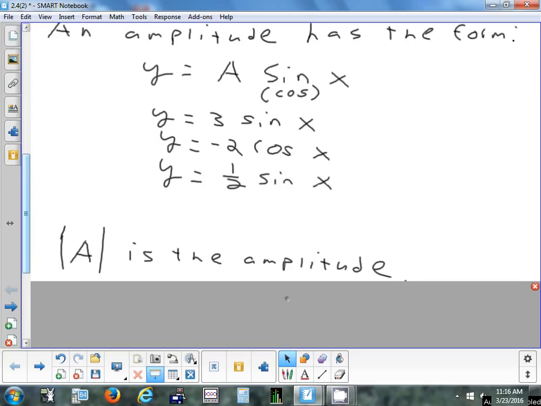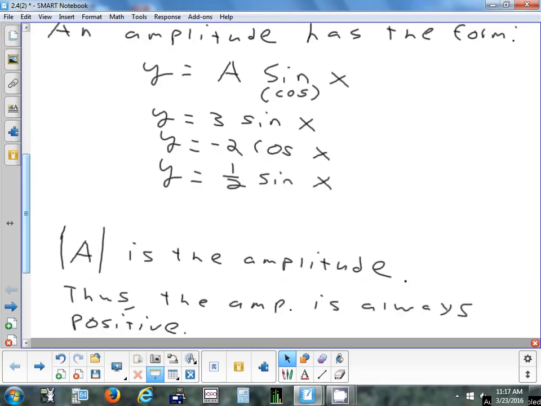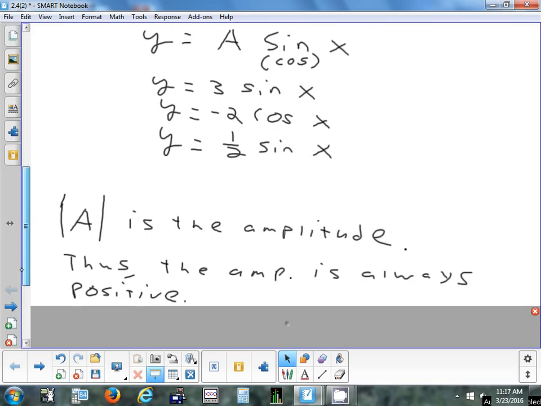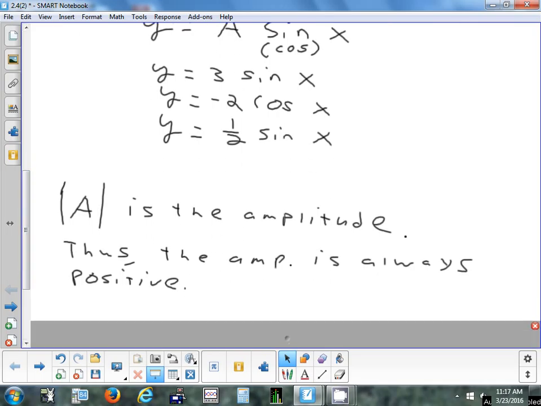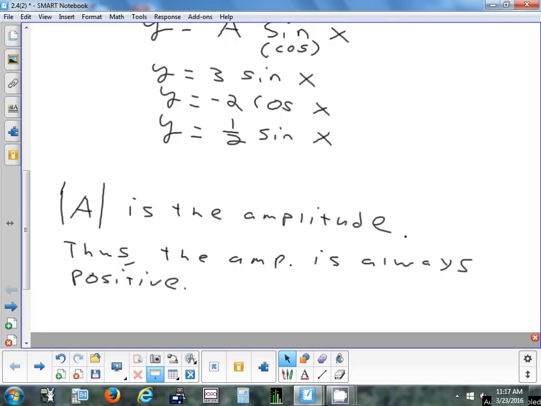If all you want to know is what is the new amplitude of my graph, just take the absolute value of the number in front. Why the absolute value? Because when you talk about amplitude, it's a height, it's a distance. Distance always has to be positive. So we'd have some questions that don't ask us to graph it. They would just give you an equation and say, what's the amplitude? That's it.